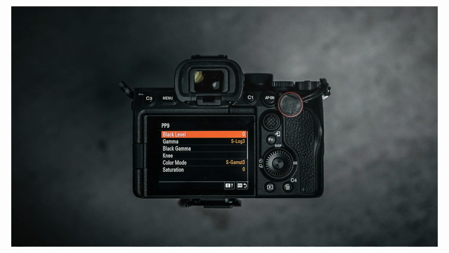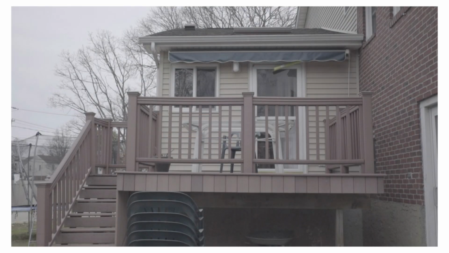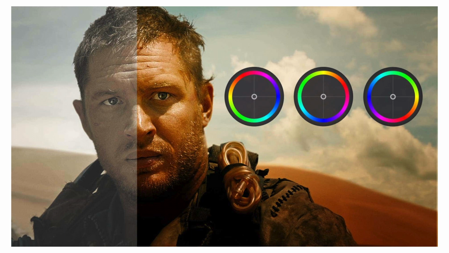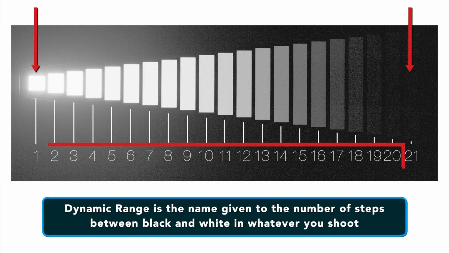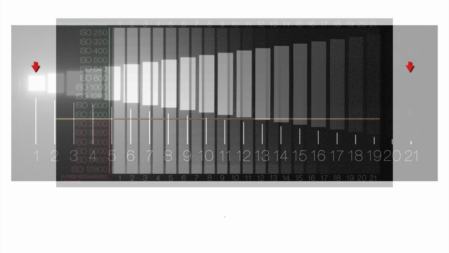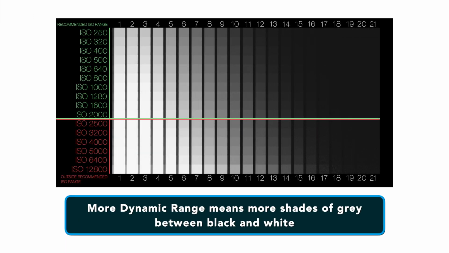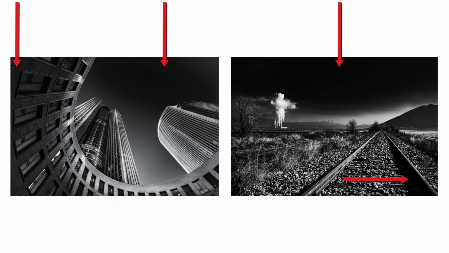When using one of these forms of log, the image looks very flat and very desaturated, but it is designed and expected to be color graded in post-production. Next, I need to explain what a flat picture profile is. Dynamic range is the name given to the number of steps between black and white in whatever you are shooting. More dynamic range means more shades of gray between black and white, which in photography, for example, equates to an image which retains more detail in the shadows and the highlights at the same time.